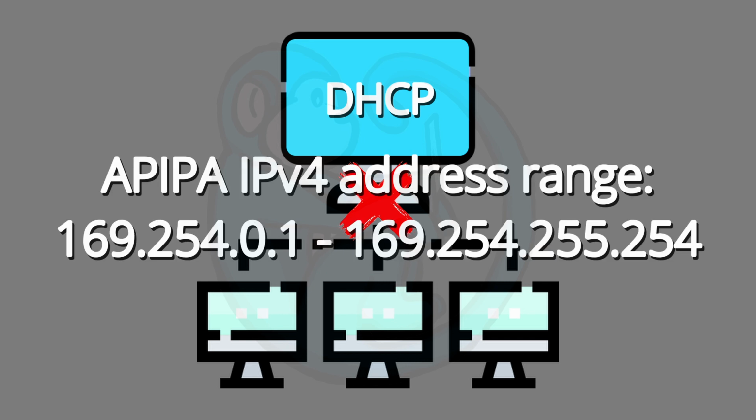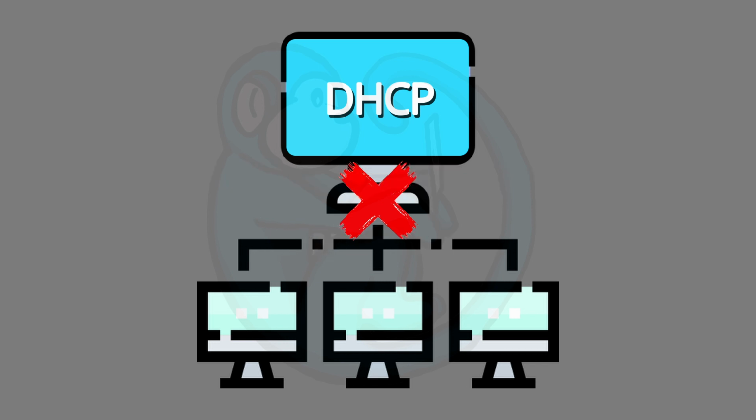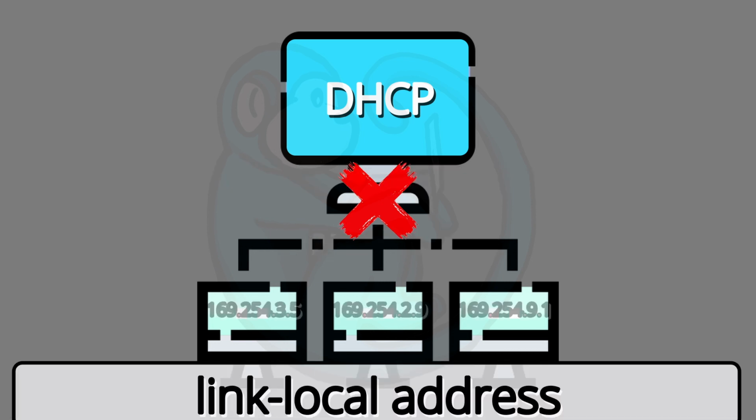between 169.254.0.1 to 169.254.255.254. The IPv6 address range of FE80::/10 has been reserved for APIPA. This is also known as the link local address.